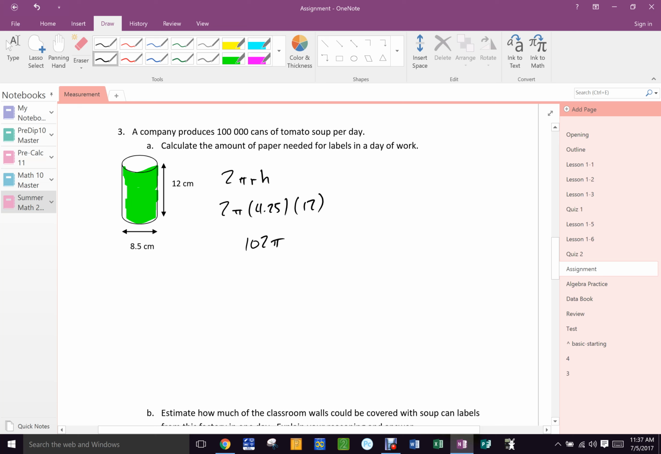How many cans are there? So I multiply that by 100,000 to get, well, that's going to get you the pi number, and then you got to multiply it by pi. I didn't know the formula was that. So it's 10,200,000 pi, and then when you multiply that by pi, you get 32,044,245 centimeters cubed of paper.